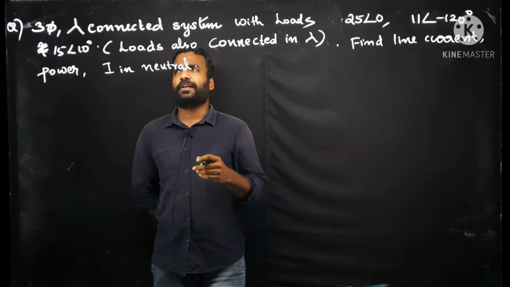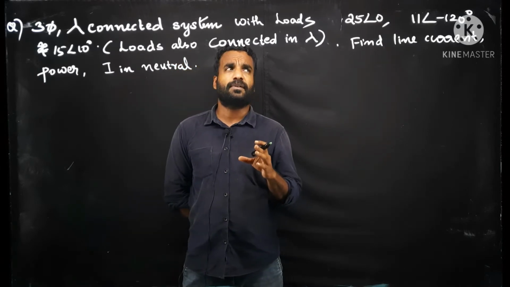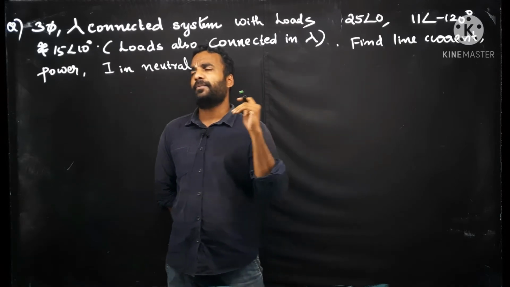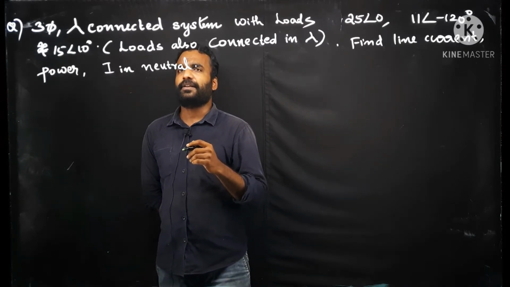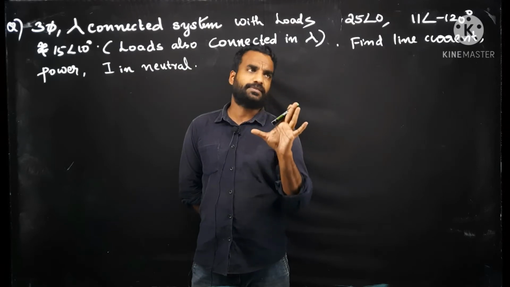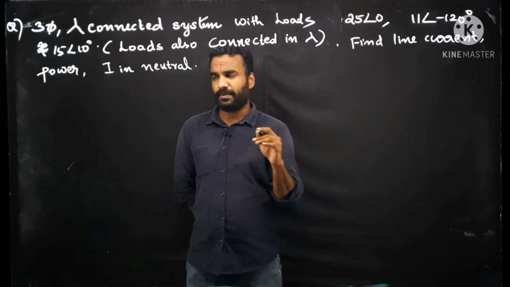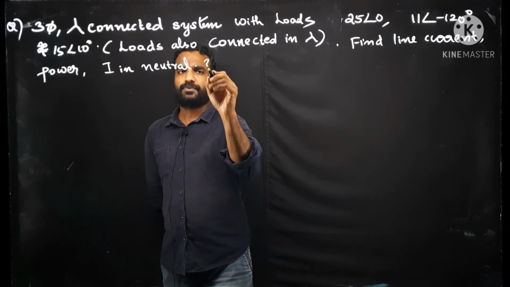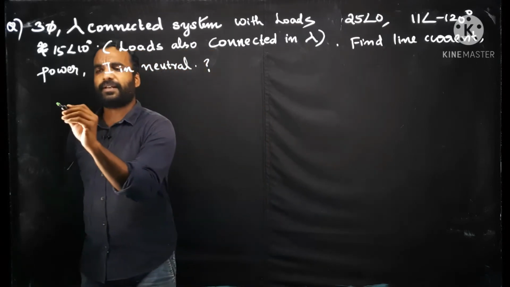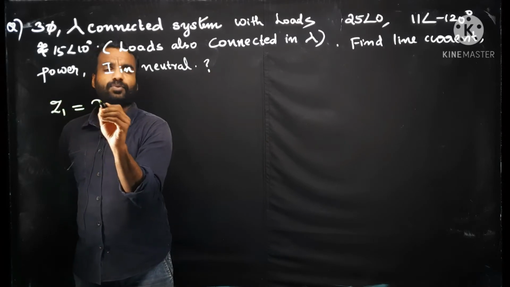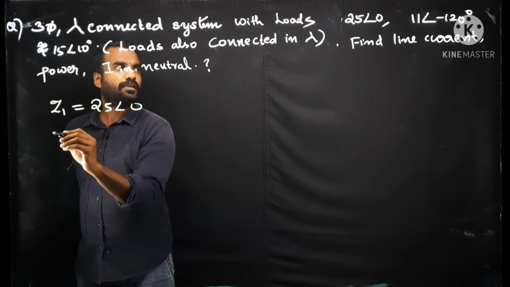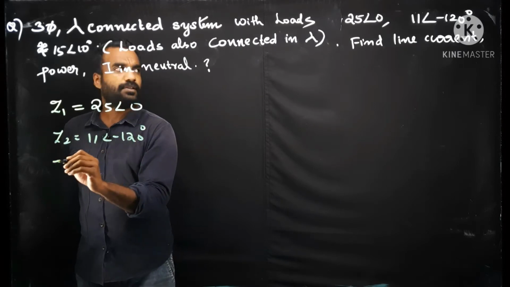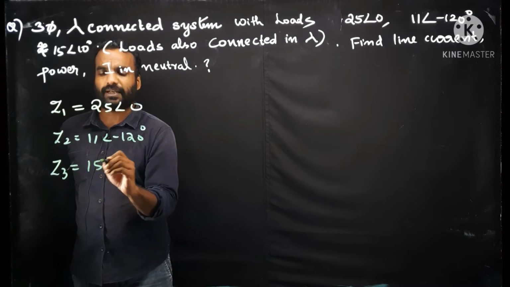So this is the question. A 3-phase star connected system with loads 25 angle 0, 11 angle minus 120, 15 angle 10 degree. Loads are also connected in star. Find the line current, power and current in the neutral. So initially I can tell you Z1 is equal to 25 angle 0, Z2 is equal to 11 angle minus 120, Z3 is equal to 15 angle 10 degree.